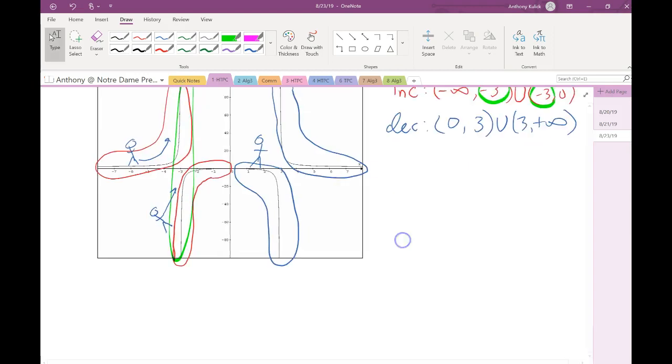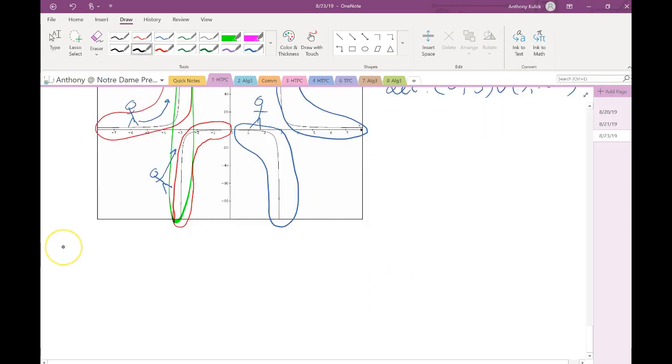Let's talk about then extrema. Extrema is a general term that includes either maximums or minimums. So I'm going to just instead define what we mean by maximum and minimum.